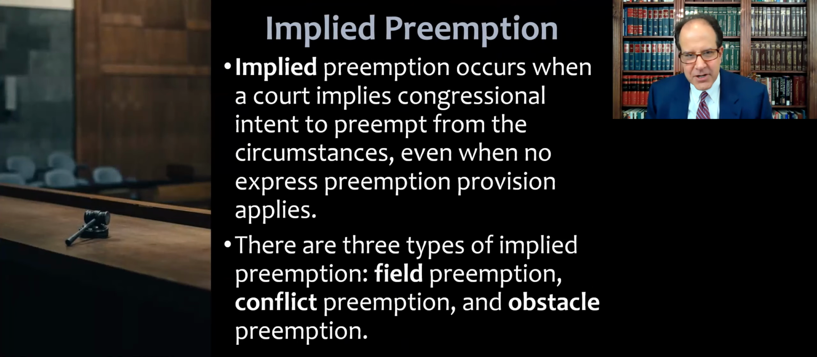So implied preemption occurs when a court implies or infers congressional intent to preempt from the circumstances, even when there's no express preemption provision in the statute. There are really three types of implied preemption. The courts don't always identify them, but this is more for the classroom, thinking about what type of preemption we are talking about. The first is field preemption, then conflict preemption, and then obstacle preemption, and I'm going to explain each of these.